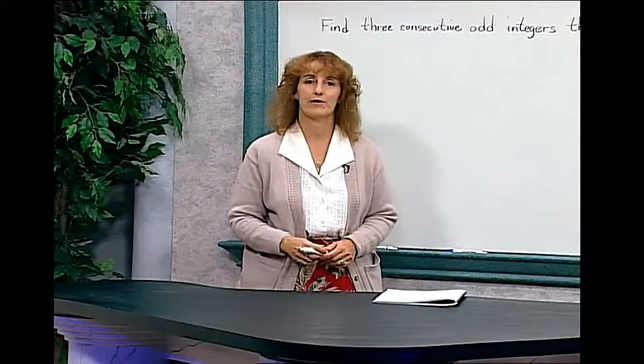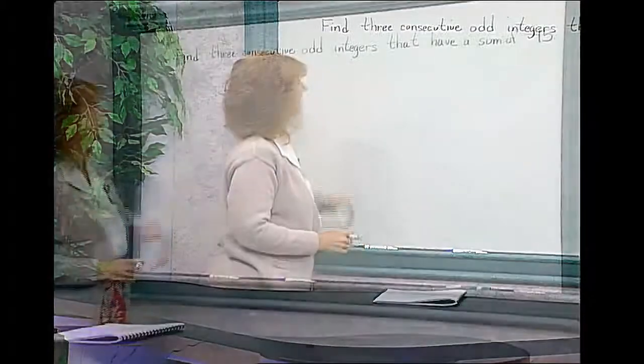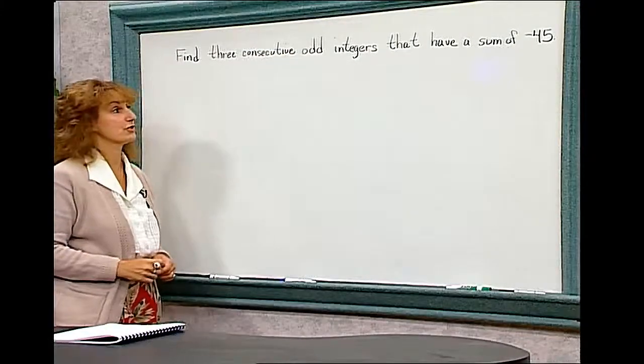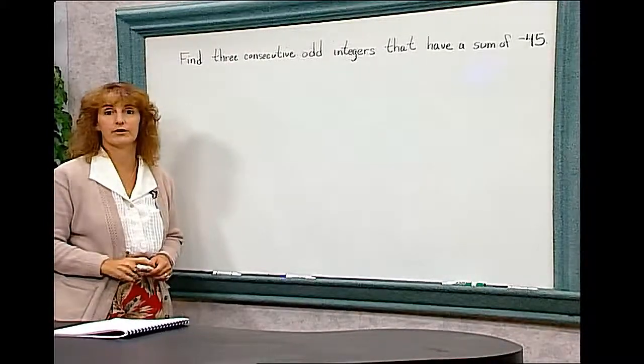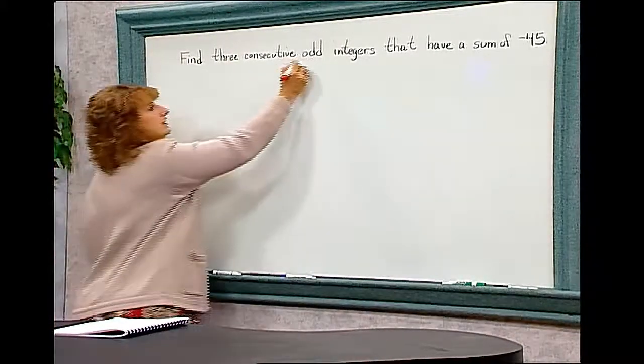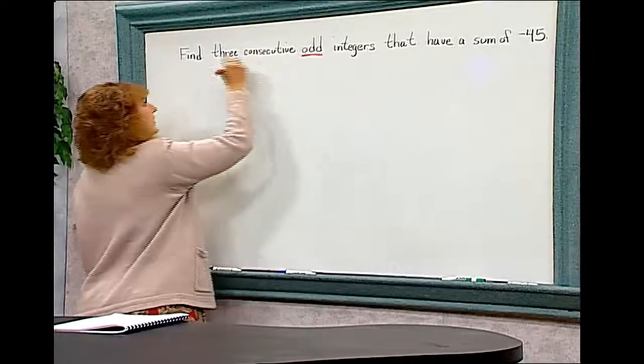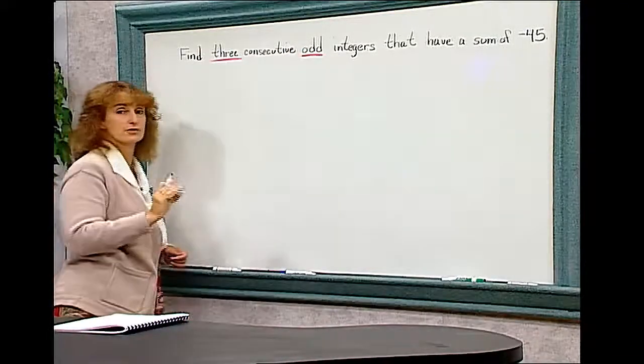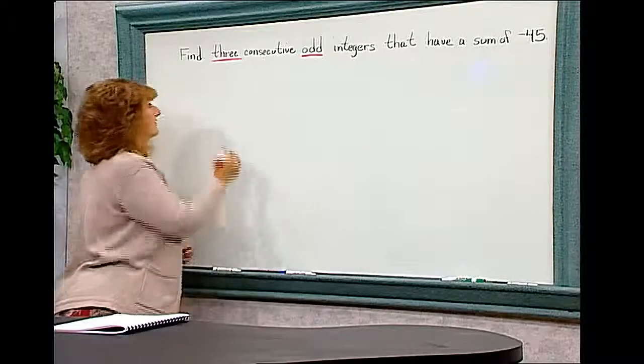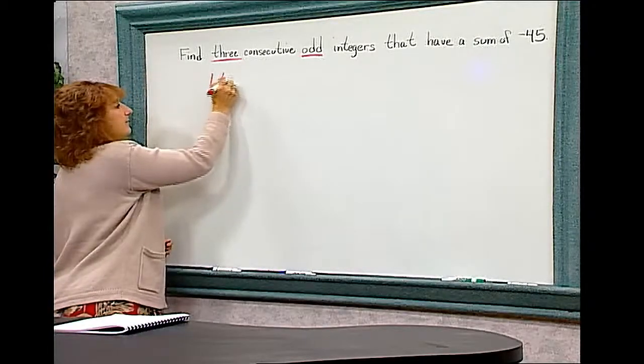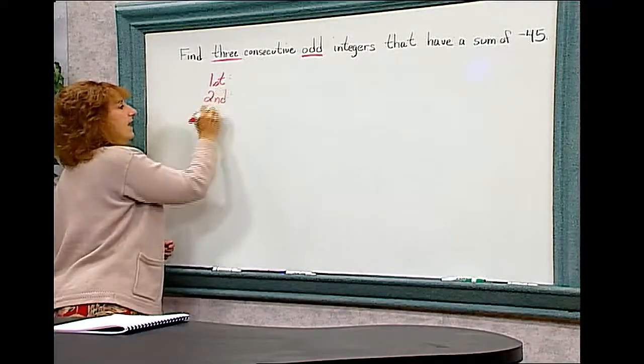Let's try one more example. Find 3 consecutive odd integers that have a sum of negative 45. Once again, we have odd, we have 3. Those are our first 2 key words we have to worry about. Our first number, our second, and our third.